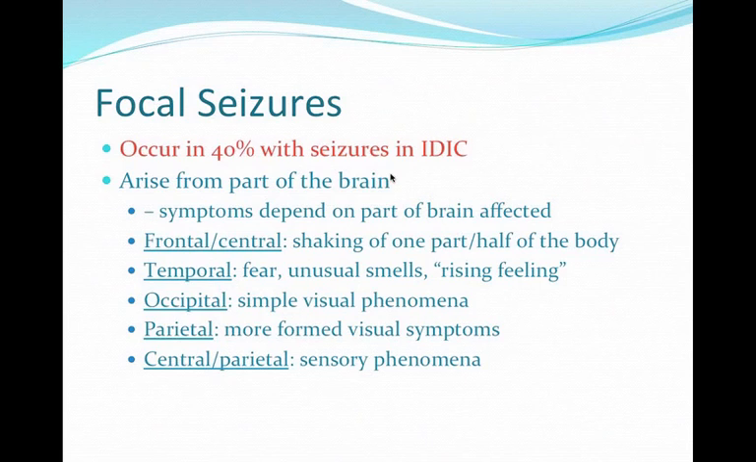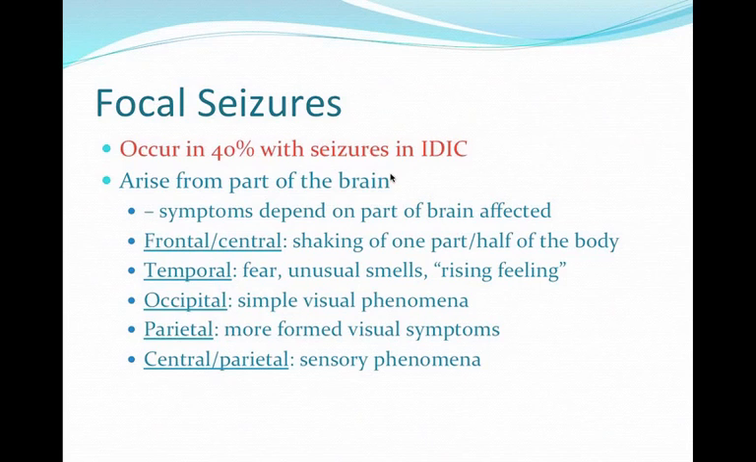But depending on what part of the brain it is, if it's in the temporal lobe, some people may say that they get a sensation of fear or a strange smell, because that's what that part of the brain does. If it's in the back of the brain, what we call the occipital area, you could sometimes get weird visual changes, because that's the vision part of the brain. So depending on what part of the brain is affected, that's what happens.